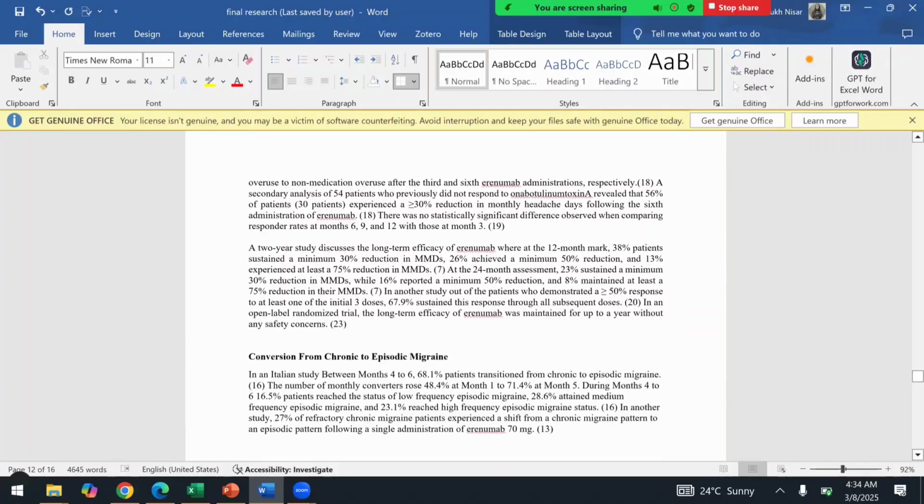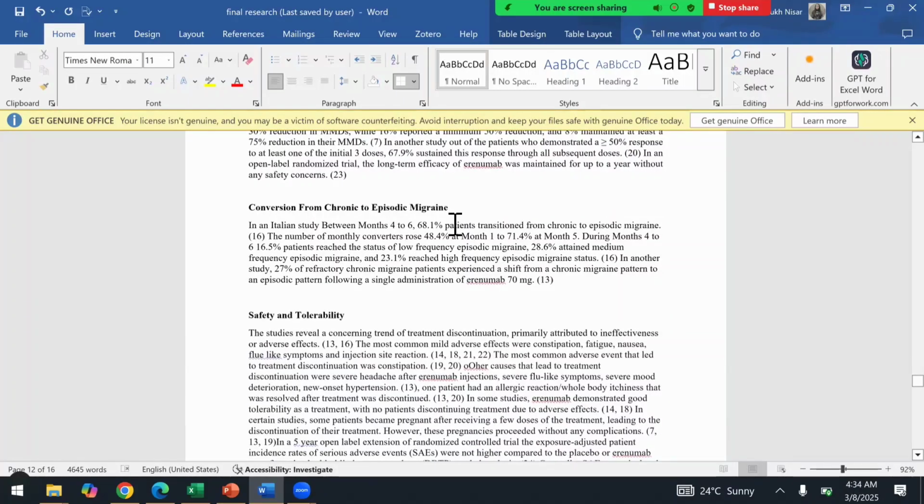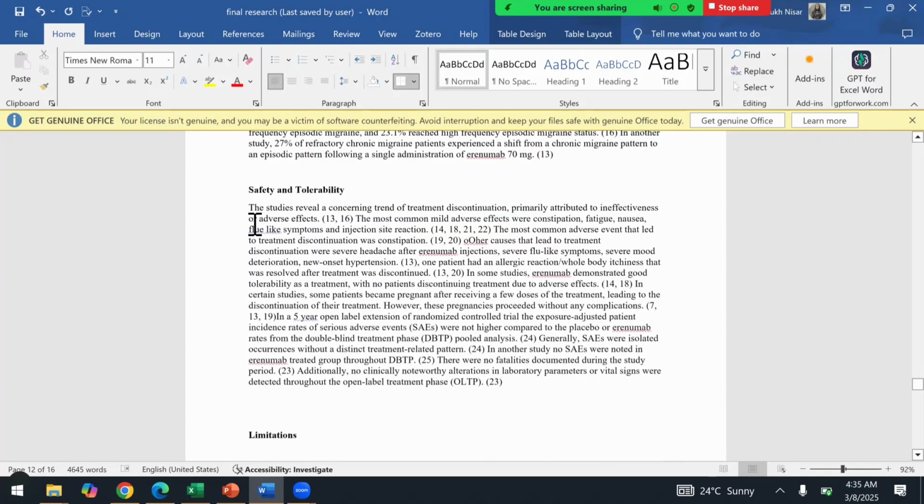And the second subheading, for example, conversion from chronic to episodic migraine. So if there are two articles discussing that, then you would cite them here. And safety and tolerability. If most of the articles are talking about it, you would talk about safety and tolerability. For example, 13 and 16 are talking about treatment discontinuation. You would give reference of both of these articles.